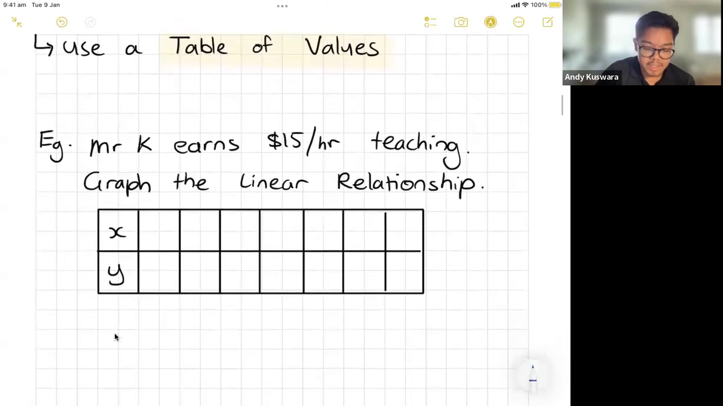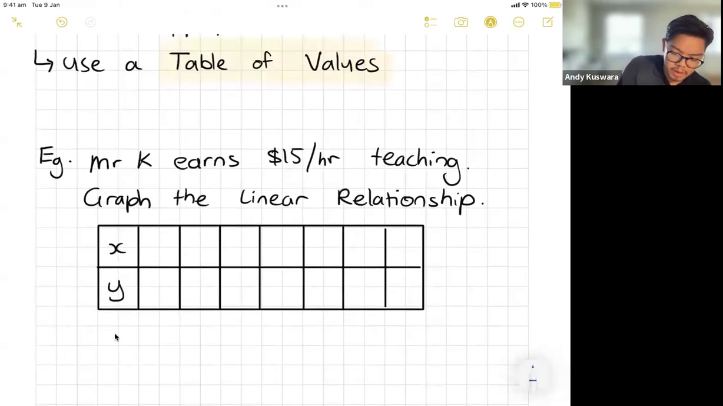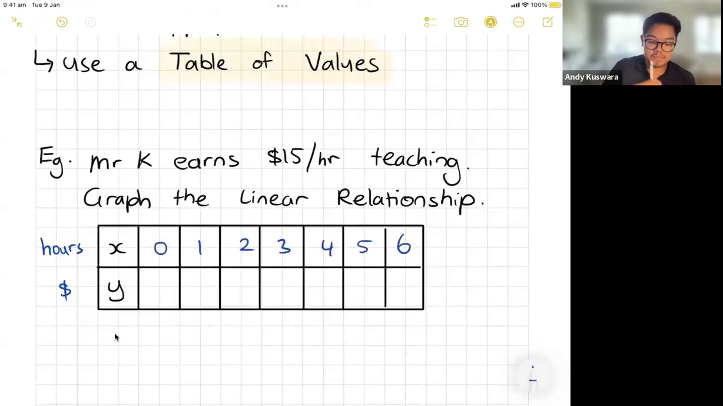Let's say, for example, Mr. K earns $15 per hour teaching. Let's pray that he actually earns more than that. But let's graph the linear relationship. First things first, we're going to fill in this table of values. I'm going to let X be the independent. It's the variable that I change. It's the hours. Depending on how many hours I work, that affects how much money I make. To make things nice and simple, I'm going to go with 0, 1, 2, 3, 4, 5, 6. I can use whatever values I want for my X values because it's the variable that you change. So you pick the numbers that work for you. I'm going to be consistent here.